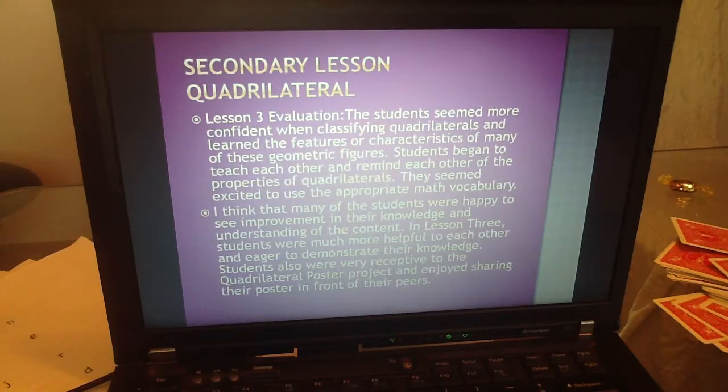I think that many of the students were happy to see their improvement in their knowledge and understanding of the content. In Lesson 3, students were much more helpful to each other and they were eager to demonstrate their knowledge. Students also were very receptive to the quadrilateral poster project and enjoyed sharing their poster in front of their peers.